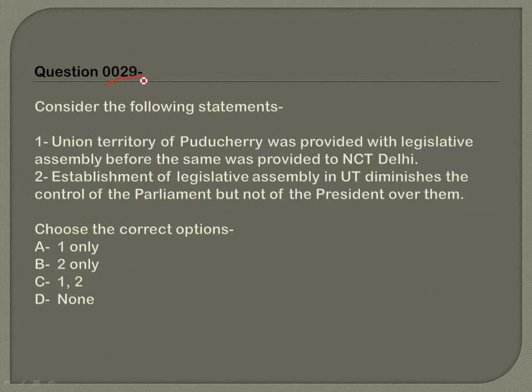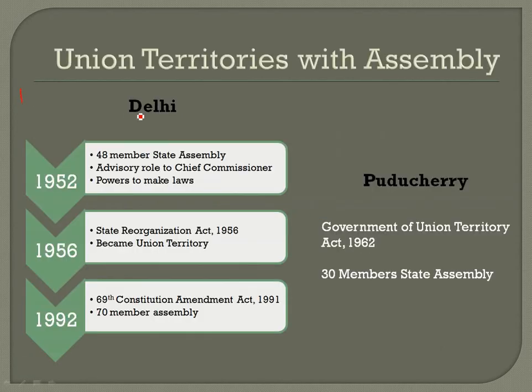Question number 29. Statement first. Union territory of Puducherry was provided with a legislative assembly before the same was provided to NCT, or National Capital Territory, Delhi. Second, establishment of a legislative assembly in a UT diminishes the control of Parliament but not of the President over them. Let's talk about the first statement.